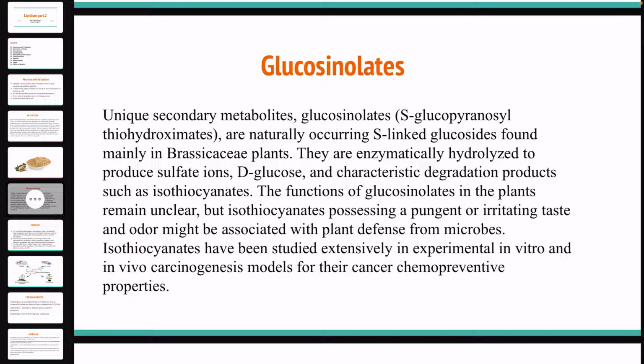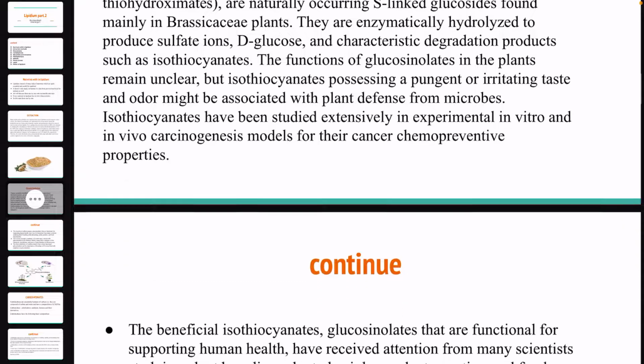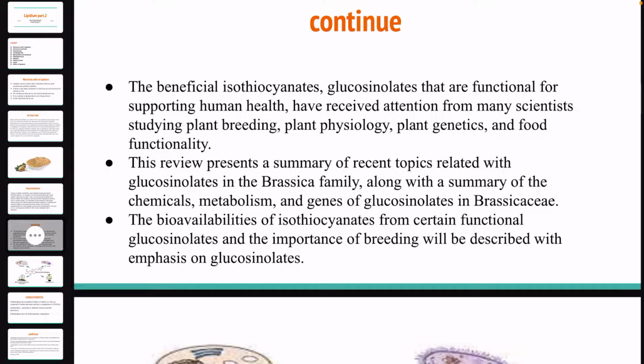Isothiocyanates have been studied extensively in vitro and in vivo in carcinogen models for cancer as chemopreventive agents. So glucosinolates are used in order to make cures for carcinogens and in chemotherapy in such ways. The beneficial isothiocyanates and glucosinolates that are functional for supporting human health have received attention from many scientists studying plant breeding, plant physiology, plant genetics and food functionality. This review presents a summary of recent topics related to glucosinolates in the Brassica family, along with a summary of the chemical metabolism and genes of glucosinolates. In brassicas, the bioavailability of isothiocyanates from certain functional glucosinolates and the importance of breeding will be described with emphasis on glucosinolates.